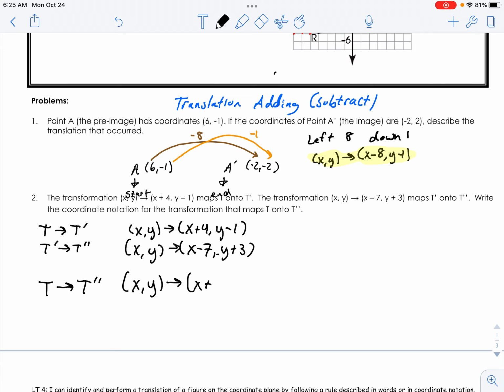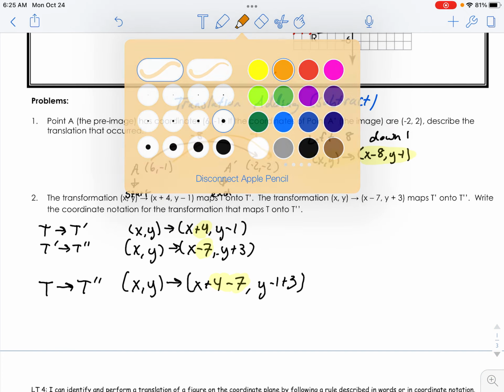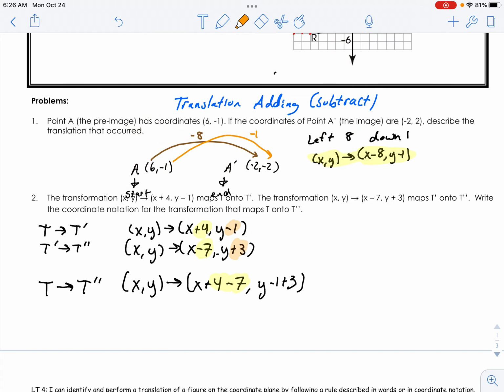You're going to have x plus 4, minus 7, comma. So you're taking the plus 4, minus 7, bashing it all into one. And then hopefully you can see the pattern where you're just going to do the same thing for the y. And then you just simplify. So instead of doing both translations to get to the endpoint, you could do a single translation such as this one right here. All right folks, so stay tuned for more.